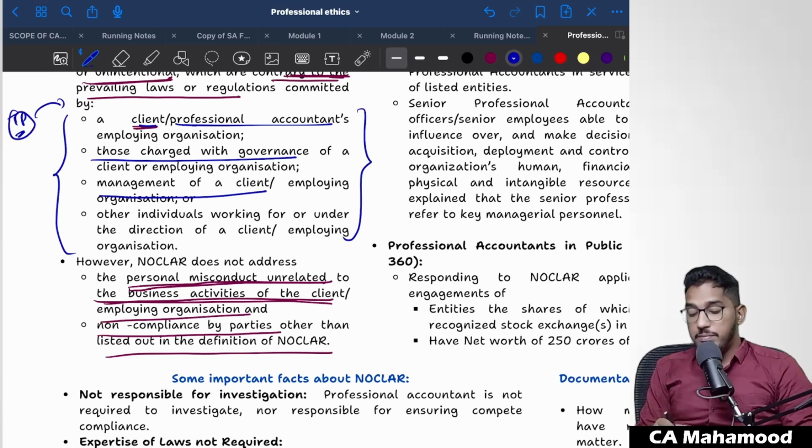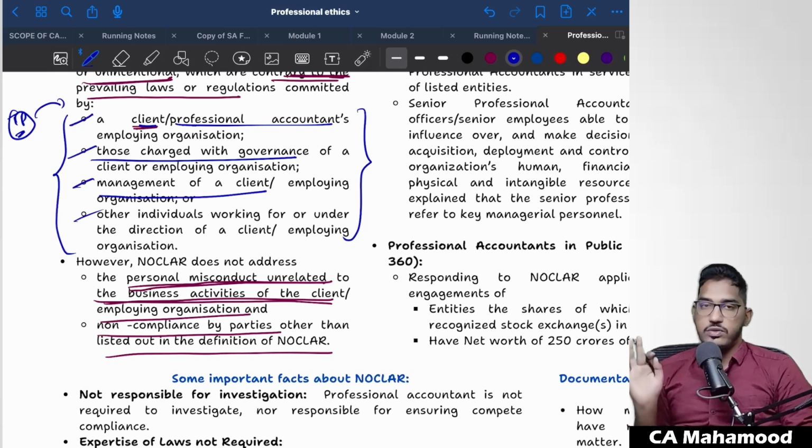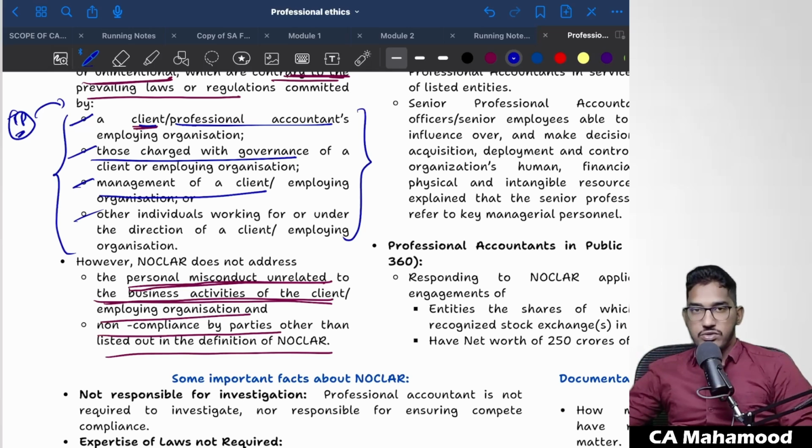Non-compliances committed by third parties on the client are not getting covered here. You need not worry about any non-compliances committed by third parties. You should be worried about only those non-compliances which are committed by your client or those charged with the governance of your client, management of your client, or employees of your client. So you should report only that. Third party related non-compliances, you need not worry about it.